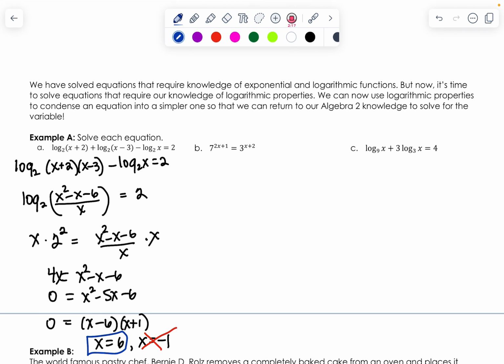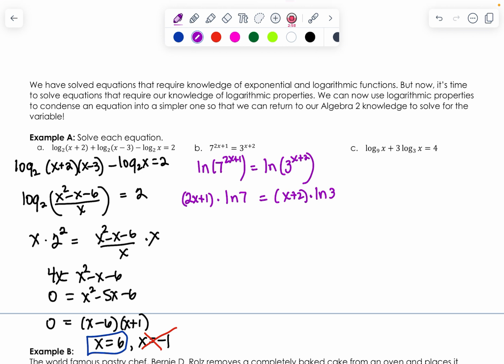All right, let's look at part B. All right, there's actually a couple different techniques you can use. The one I'm going to do is I'm going to take the natural log to both sides. And what that allows me to do is, do you remember the power property? So I can bring the 2x plus 1 down, but that's going to be times the natural log of 7. Similarly, I'm going to bring the power down, the x plus 2, but make sure you're putting that exponent, since it's a sum, in a parenthesis.